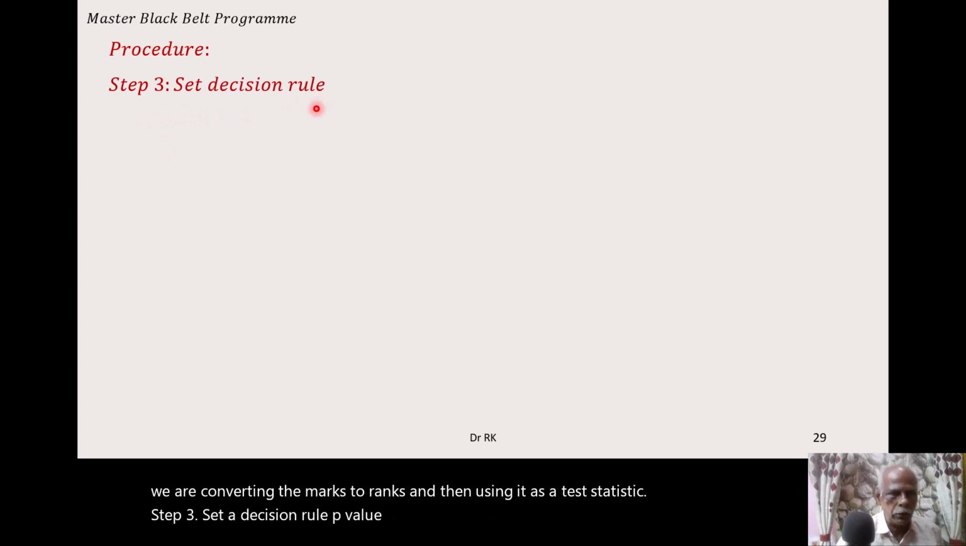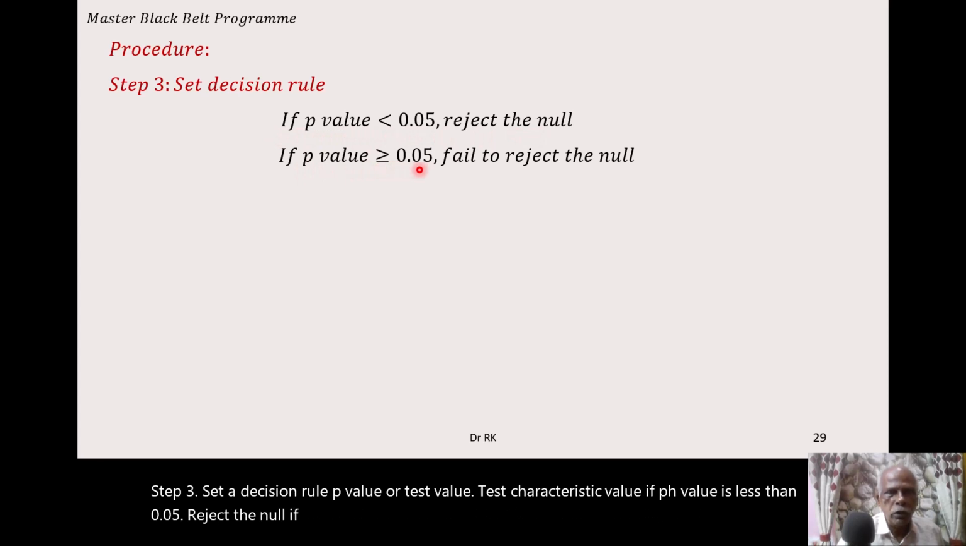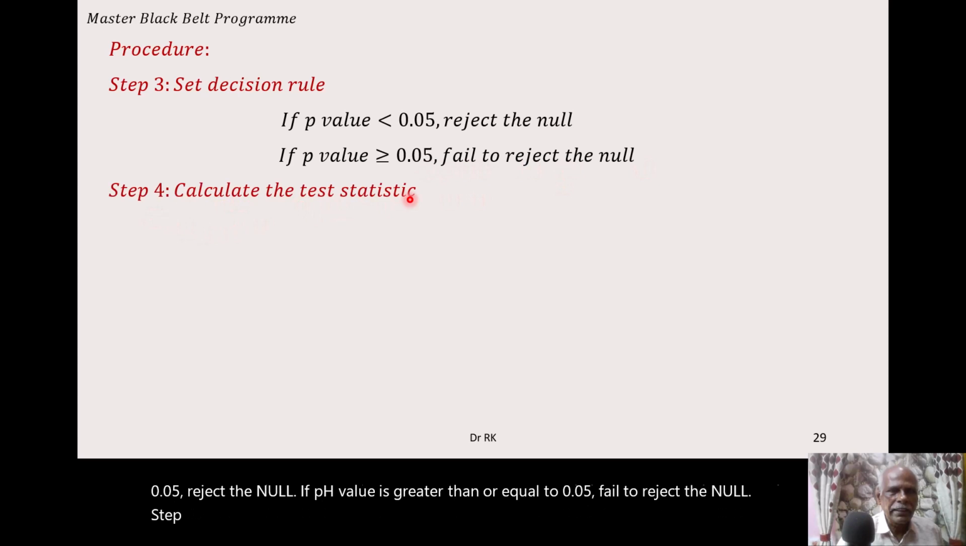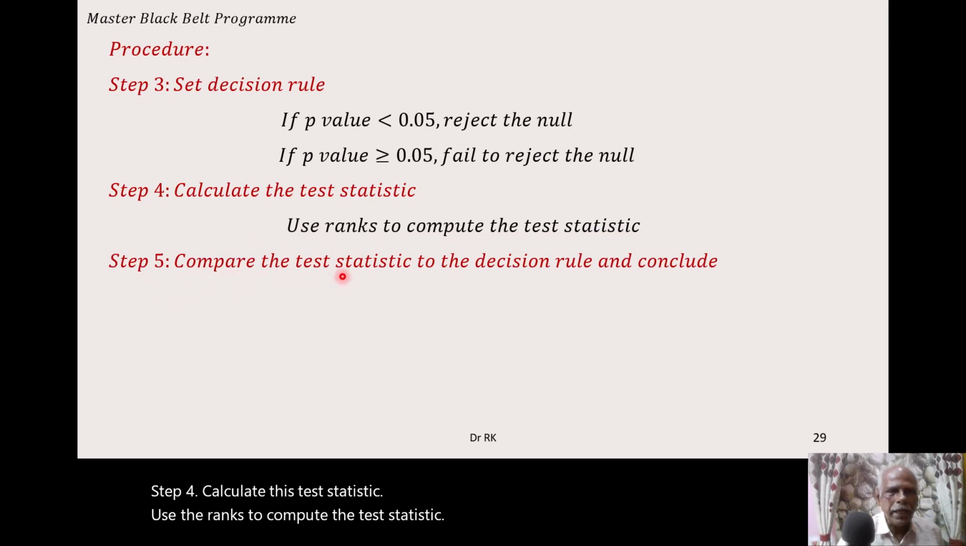P-value or test value, test characteristic value. If p-value is less than 0.05, reject the null. If p-value is greater than or equal to 0.05, fail to reject the null. Step 4, calculate this test statistic. Use the ranks to compute the test statistic. Step 5, compare the test statistic to the decision rule and conclude. That is, make a conclusion.